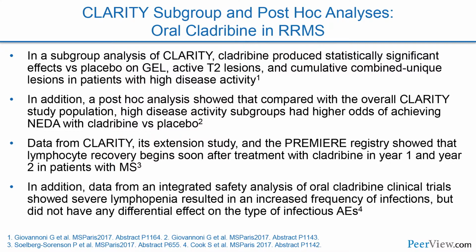Moreover, data from CLARITY, its extension study, and the PREMIERE registry show that lymphocyte recovery begins soon after treatment with cladribine tablets in year 1 and year 2 in patients with MS. In addition, data from the integrated safety analysis of cladribine tablets clinical trials showed that severe lymphopenia resulted in an increased frequency of infections, but did not have any differential effect on the type of infectious AEs.